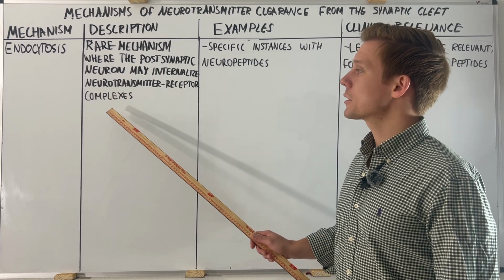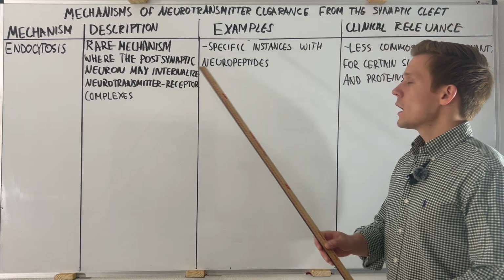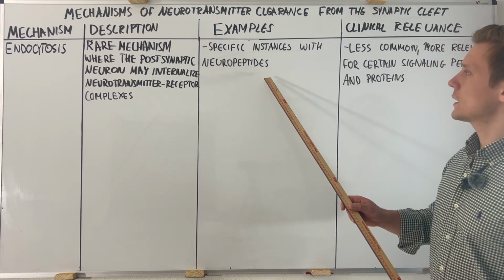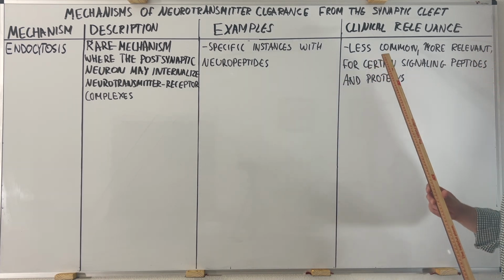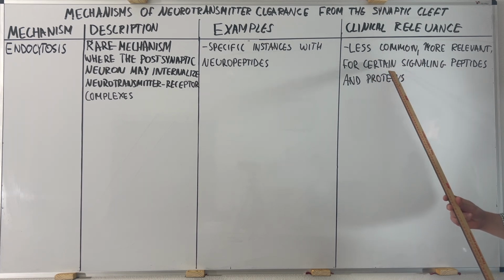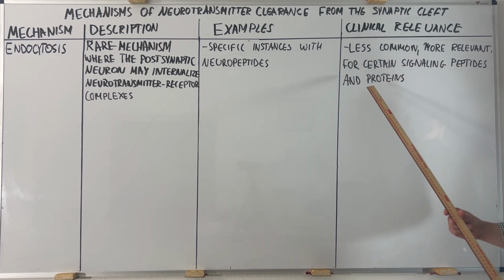And lastly, we have endocytosis, which is a rare mechanism where the postsynaptic neuron may internalize neurotransmitter receptor complexes. And it's only found in specific instances with neuropeptides, and it's a much less common mechanism, more relevant for certain signaling peptides and proteins.